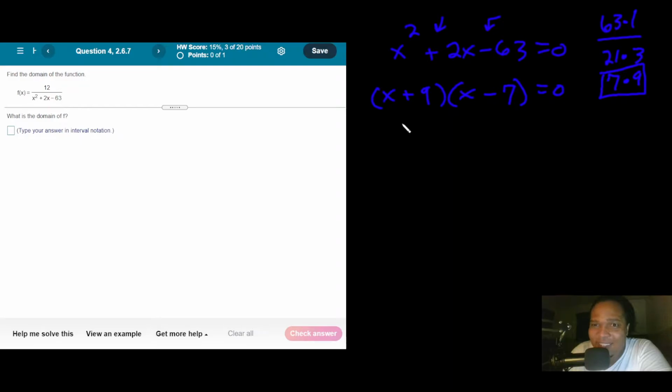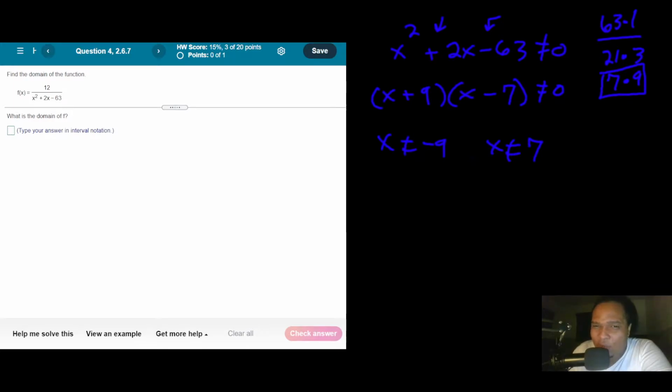Anyway, so x is equal to, or I should say, let's go ahead and put a slash across here because we're figuring out what x cannot be equal to. X cannot be equal to the opposite of this, which is -9. The opposite of this, which is 7. So -9 and 7. So what is your domain?